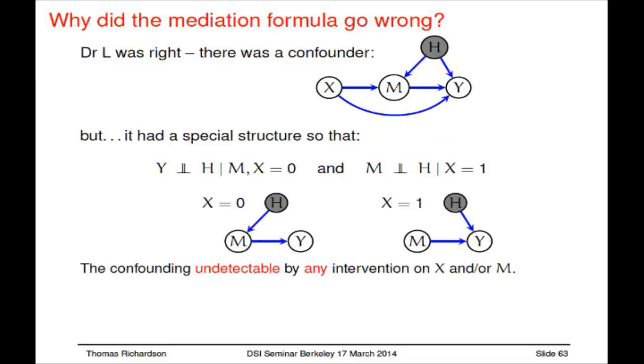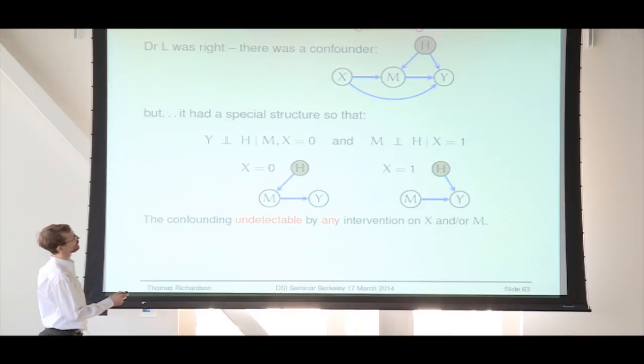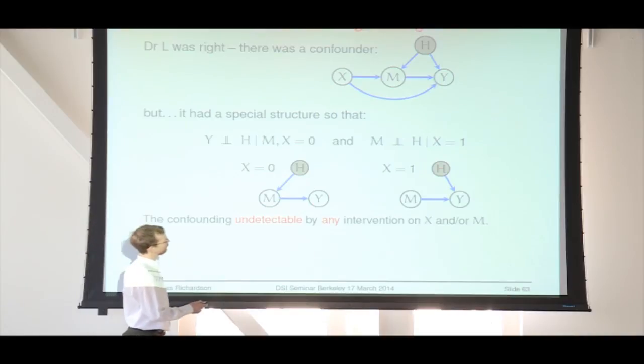The special structure it had was such that when we condition on x equals 0, this edge disappeared. So that we get Y independent of H, conditional on M and x equals 0. So H is the hidden confounder. When we condition on x equals 0, this edge disappears. And when we condition on x equals 1, this edge disappears.